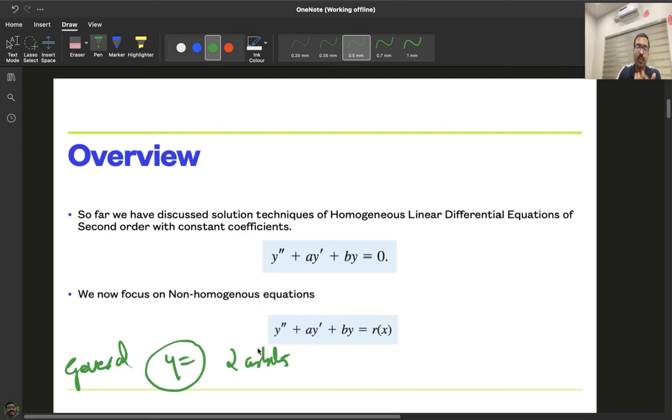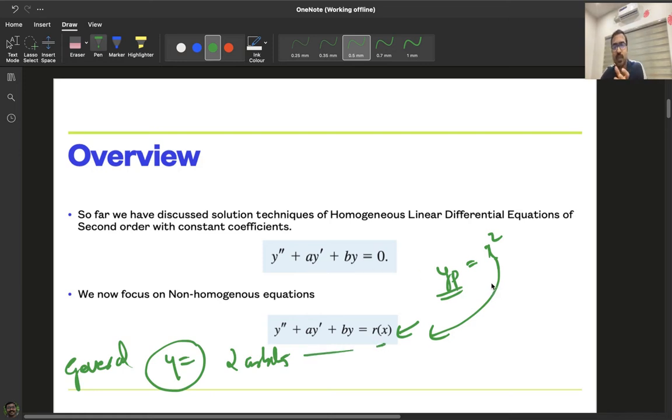First of all I will try to find a particular solution to this equation. Suppose yp is a particular solution. What do you mean by that? Suppose yp is equal to some x square. When I substitute this x square into this equation, it will satisfy this equation. That is what is meant by a particular solution.